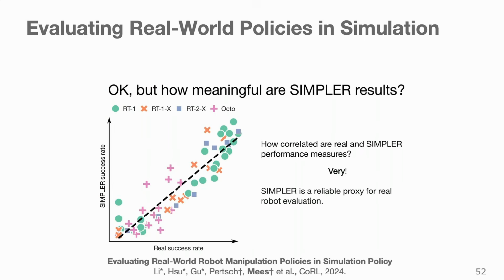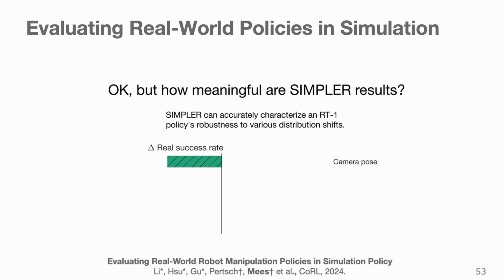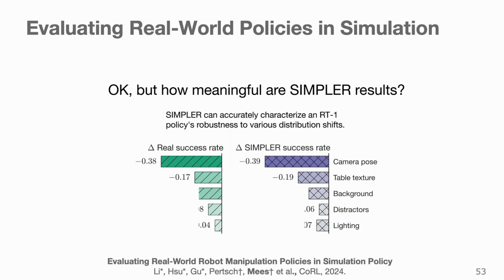So the success rates in Simpler are correlated between simulation and real world, so that's great. And this holds for different models, some from Google, some also the Octo. And importantly, this also holds for different distribution shifts, like textures, different camera poses, and distractors. So how does it work?